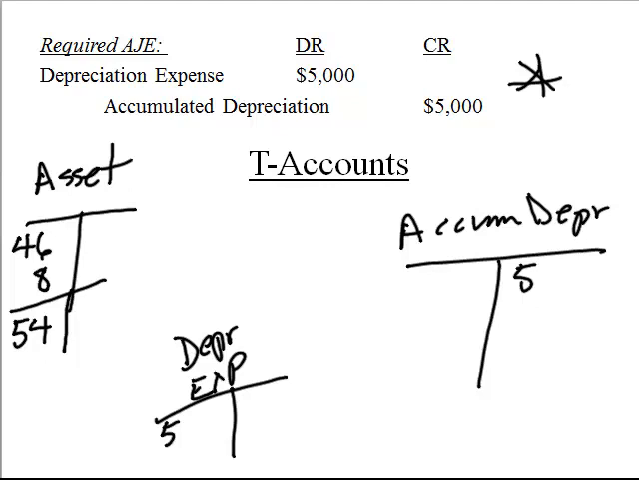Recall that the depreciation expense will be closed out each year. It is a temporary account. The accumulated depreciation, however, will build up over time. It is the total of depreciation expense recorded each year over the number of years that the asset is used.